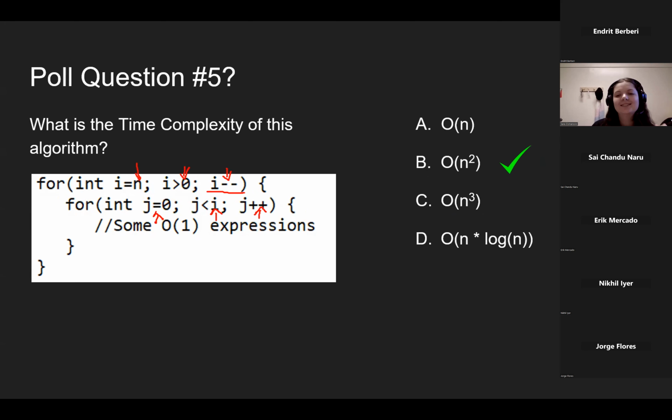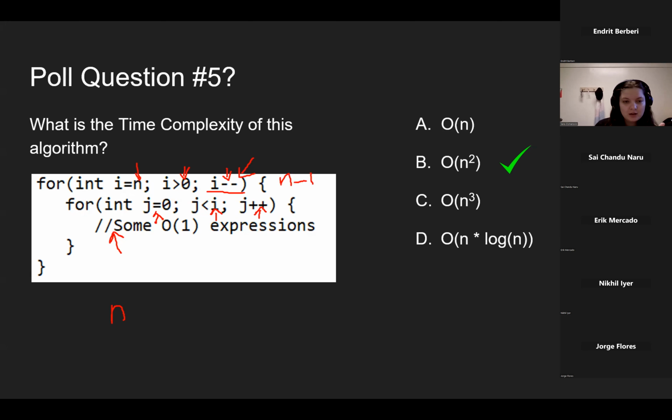Good job, Brody. That's the thing. It is growing by n squared because we linearly decrease i. So the first execution of the inner for loop is gonna be executed n times because i is n. Then we're going to decrement i by 1, so we're going to have n minus 1.